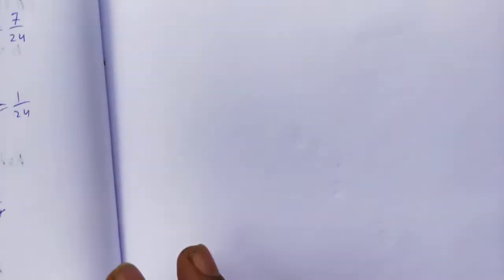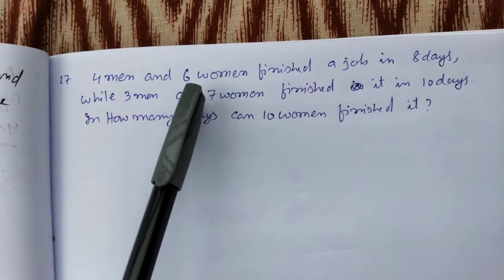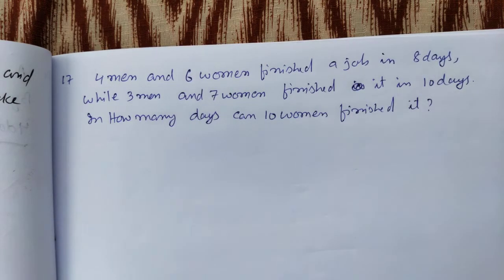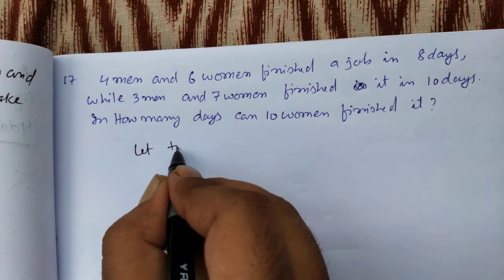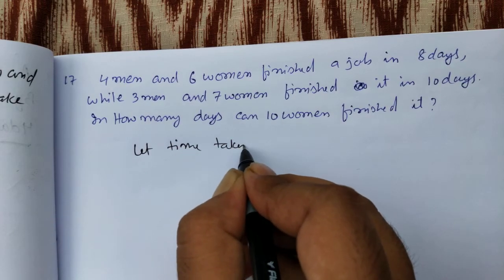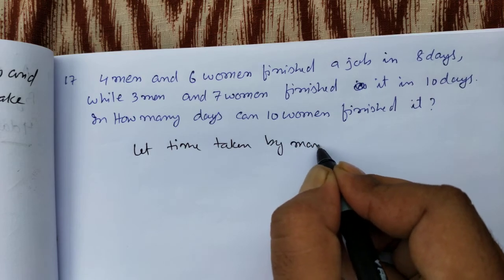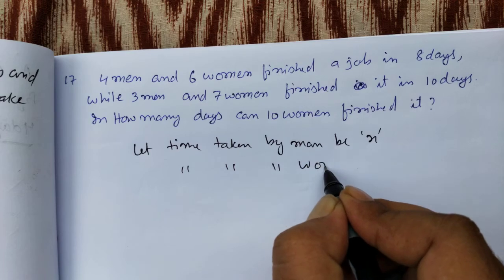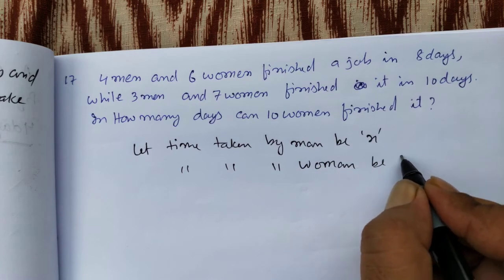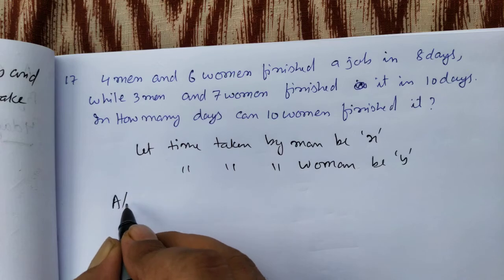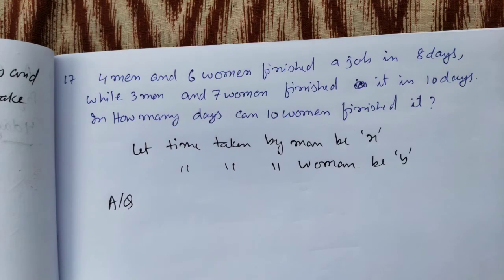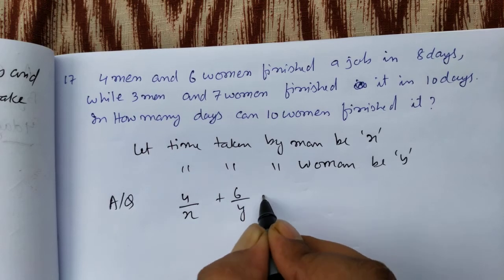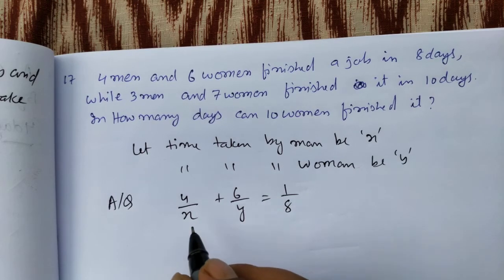Let's do question number 17. This type of question we have done in grade 10 also. 4 men and 6 women finish a job in 8 days. Let time taken by 1 man be X, and time taken by 1 woman be Y. As per the question, since it's an inverse variation, 4 men means I'll write 4 by X plus 6 women means 6 by Y can finish in 8 days, 1 by 8. This is equation 1.